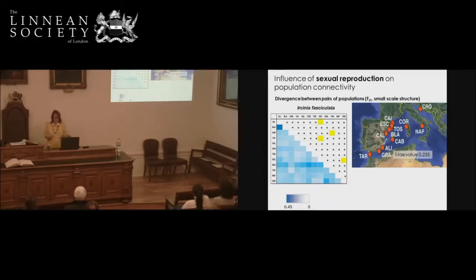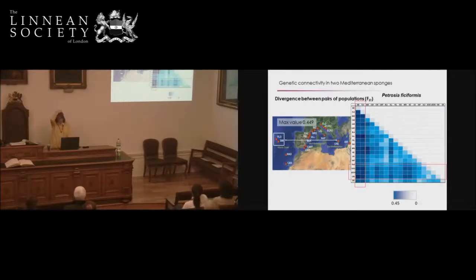In this sense, every time you compare 2 populations to each other, you can see if the FST, which is the statistic, is significant, then you have 2 different populations that don't really mix. So there's no migration or gene flow. In Yersinia fasciculata, we saw that almost all populations are significantly different, except for 4. But the maximum FST value was 0.2. I'll show you. In Petrosia fittiformis, the maximum value of differentiation was 0.4.